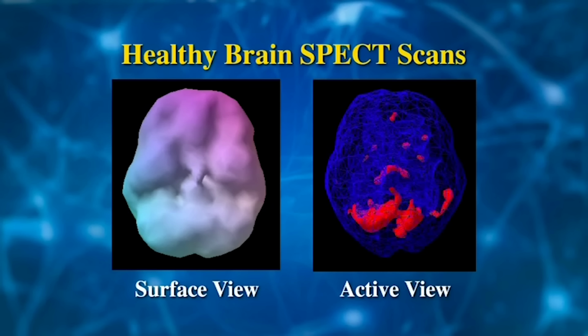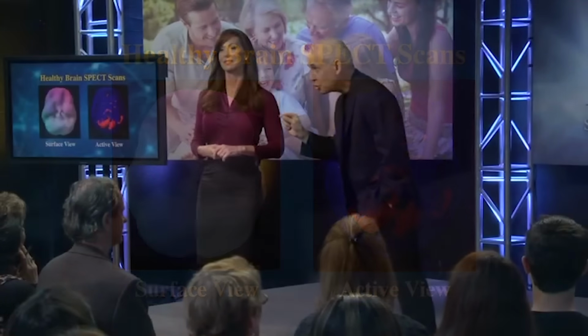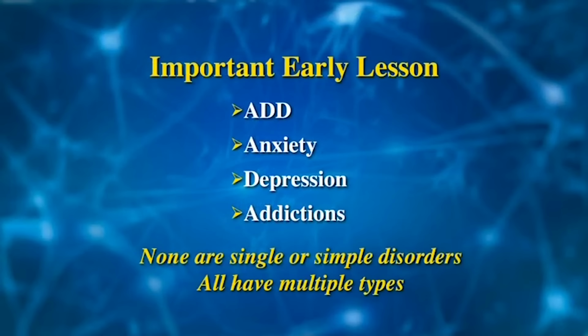Red indicates the high areas of activity, which in a healthy scan are typically in the back part of the brain. Over the last 23 years, my colleagues and I have built the world's largest database of SPECT studies, now totaling more than 85,000 scans on patients from 93 countries. Early on, our imaging work taught us many important lessons, such as problems like ADD, anxiety, depression, and addictions are not single or simple disorders in the brain. They all have multiple types.